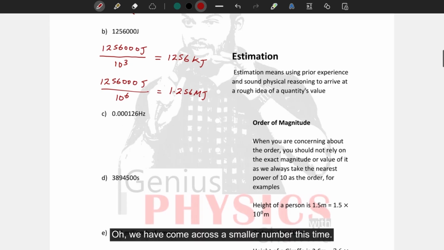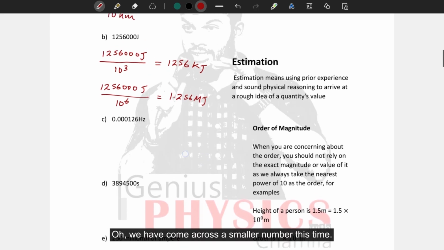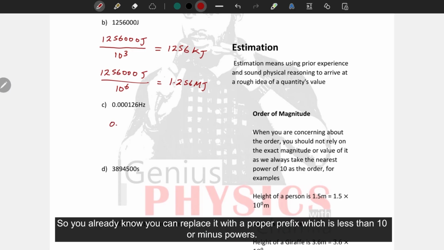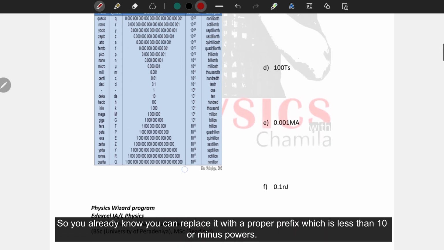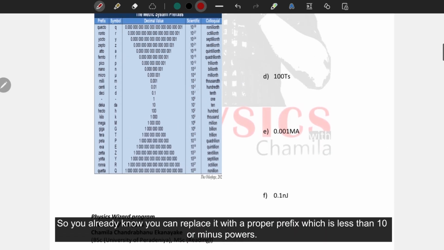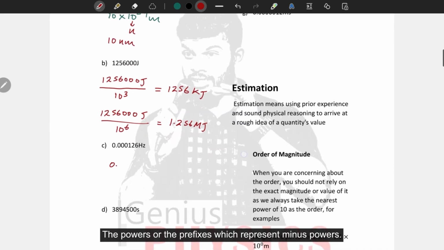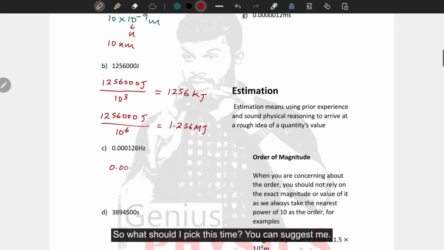Now, we have come across a smaller number this time, a decimal number. Doesn't matter at all. If you ever encounter a decimal number like this, you already know you can replace it with a proper prefix, one which represents minus powers. So what should I pick this time?